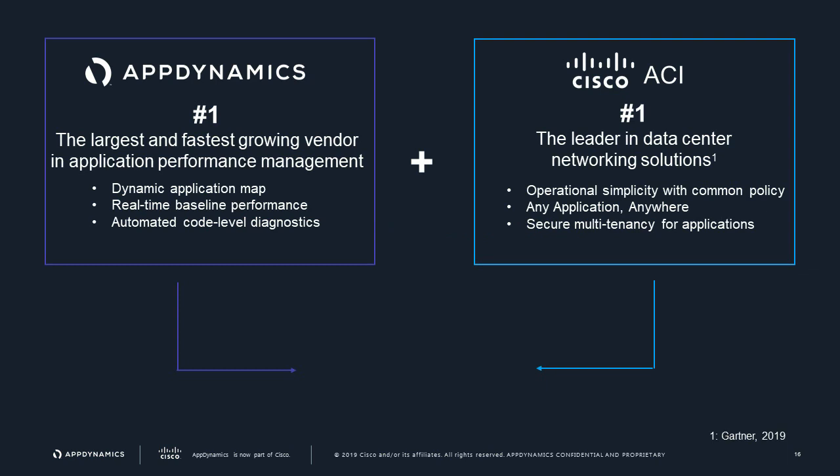Now, for those of you who are not aware, AppDynamics is the largest application performance management platform out there in the industry. It helps you build dynamic application maps, have real-time baseline of performances of the application, and automated code-level diagnostics. In addition to that, it does end-user monitoring and management. It also has agents which look into your serverless workloads as well.